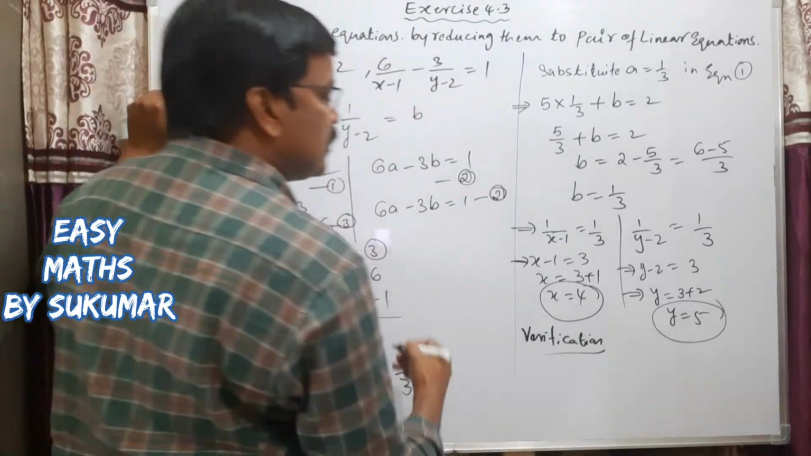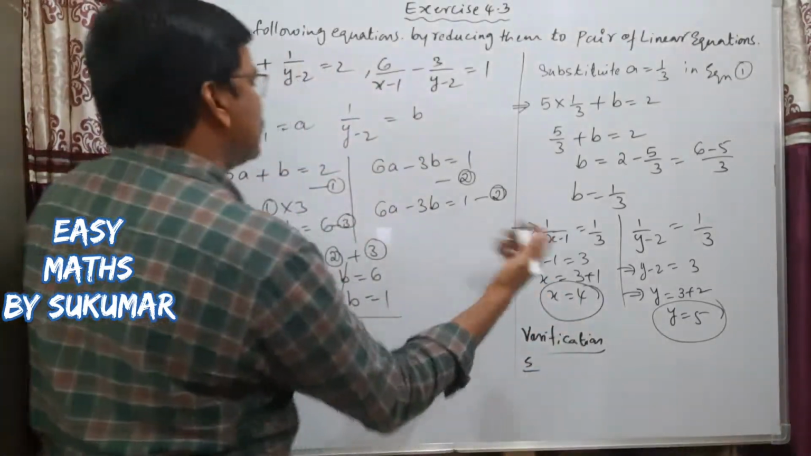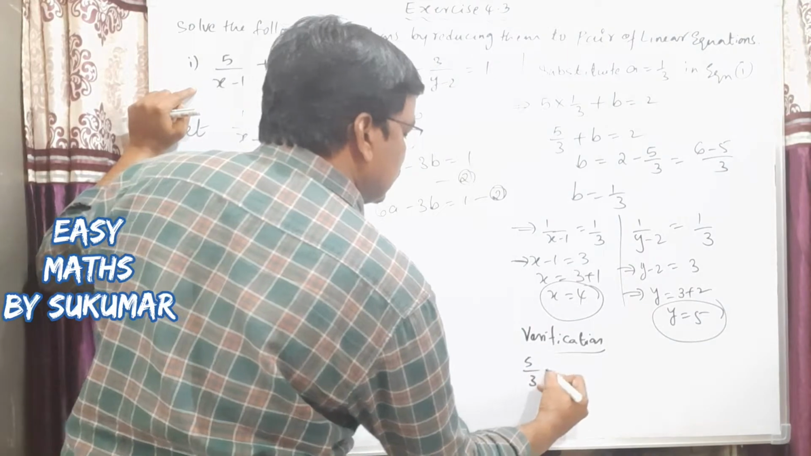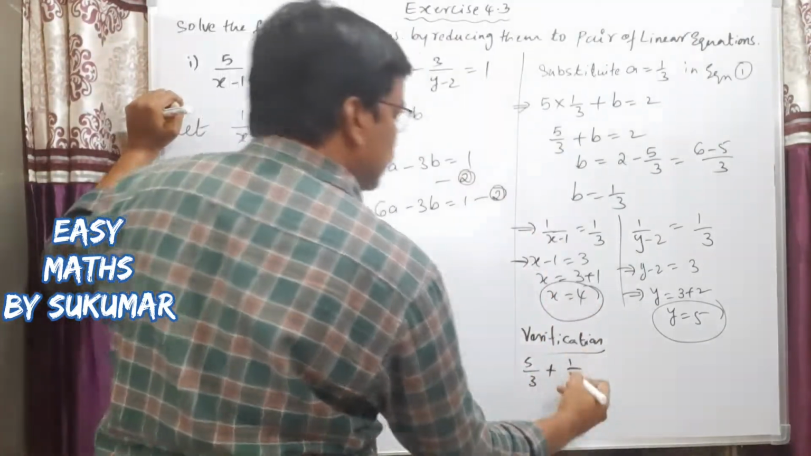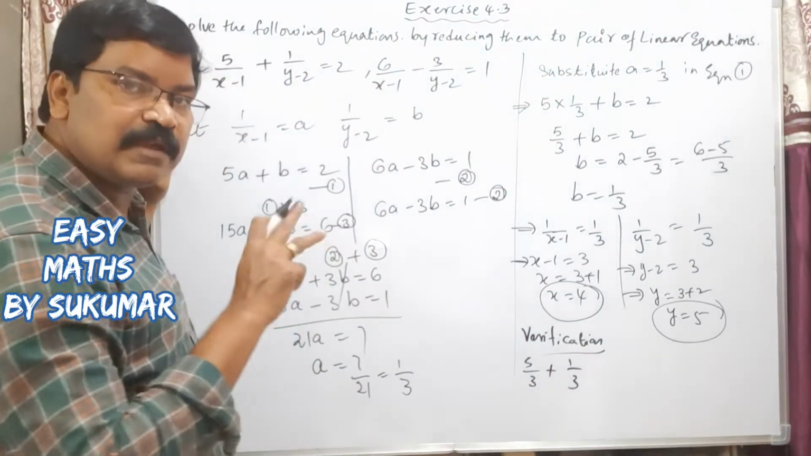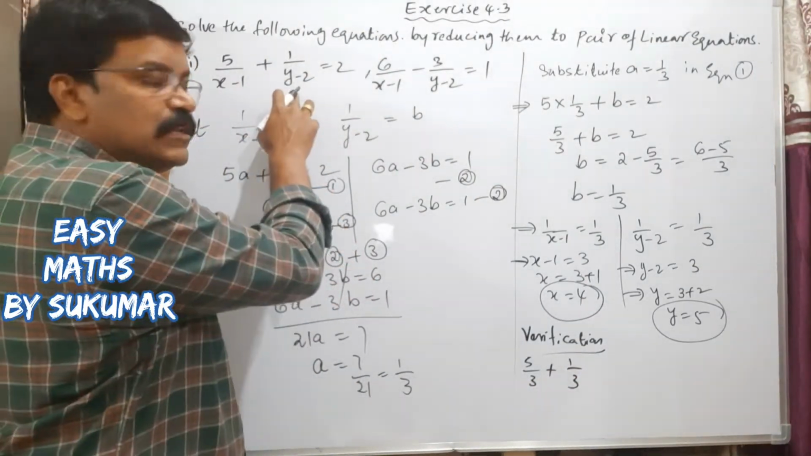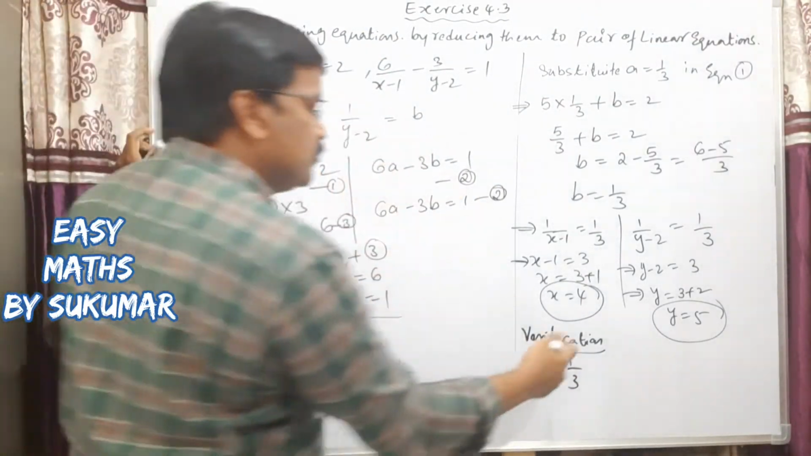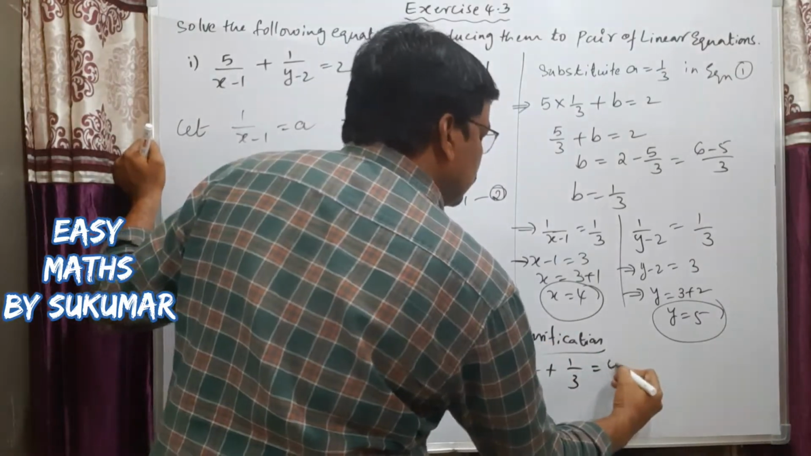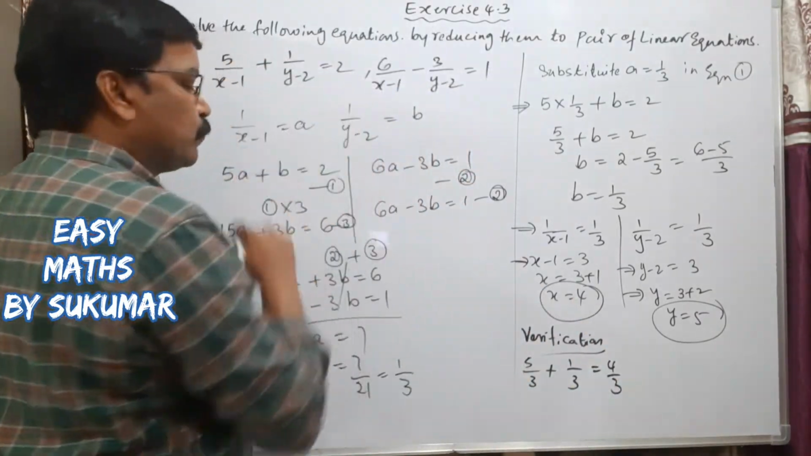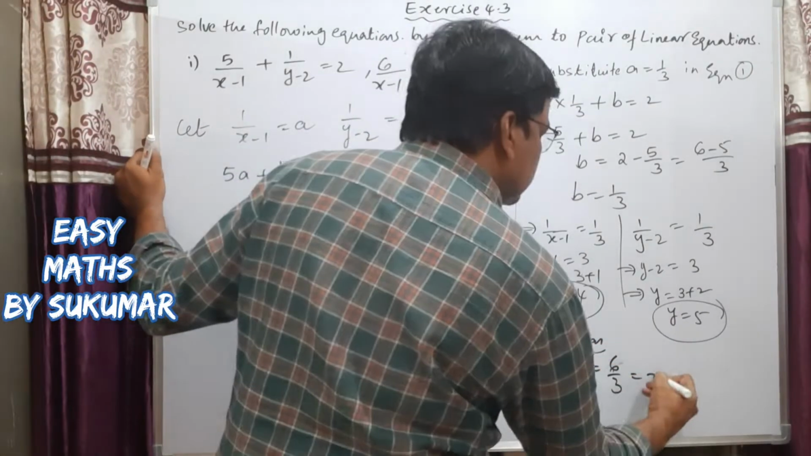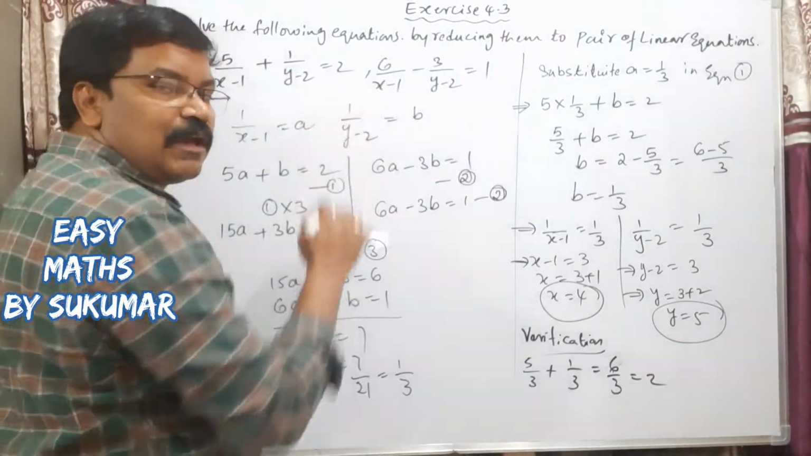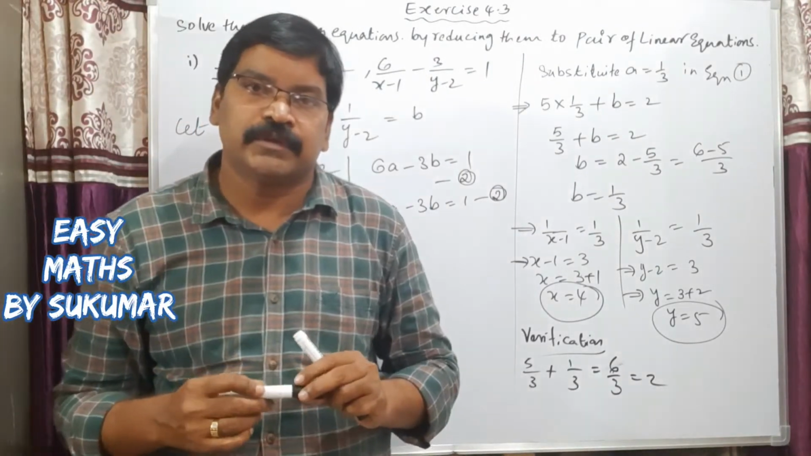What is the first equation? 5 by (x minus 1), that means 5 by (4 minus 1) is 3, plus 1 by (y minus 2), that means 1 by (5 minus 2) is equal to 3, that is 1 by 3. So 5 plus 1 is 6, 6 by 3, that is equal to 2. So here the RHS is also equal to 2.